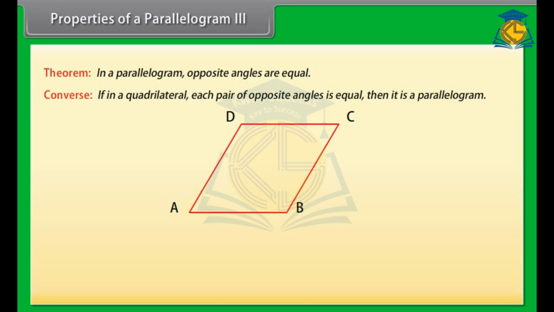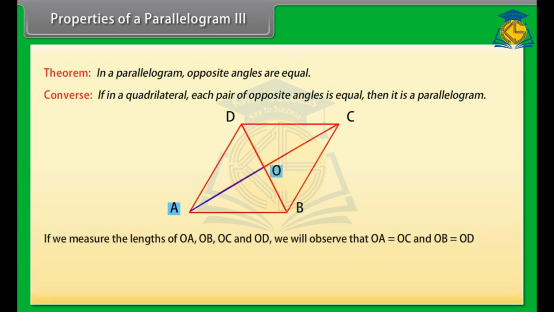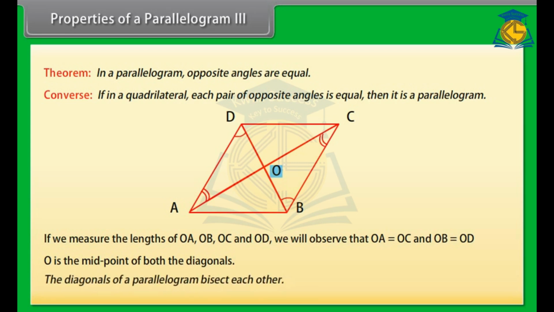Draw a parallelogram ABCD and draw both its diagonals intersecting at the point O. If we measure the lengths of OA, OB, OC and OD, we will observe that OA is equal to OC and OB is equal to OD. Or we can say that O is the midpoint of both the diagonals. If we repeat this activity with more parallelograms, we will find that O is the midpoint of both the diagonals. This gives us a new theorem, which says: the diagonals of a parallelogram bisect each other.